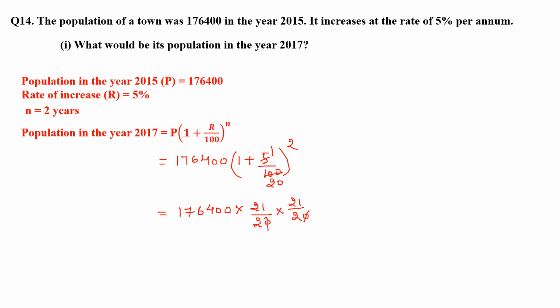Now reduce it. So 2 zeros you have to eliminate. Now 2 table. So it will give me 2 8s are 16. Again 2 8s are 16 and 2 2s are 4. Further with 2 table it will be 441. So 441 into 21 is also 441. So if you multiply it, you will get 1,94,481. So this will be the population in the year 2017.